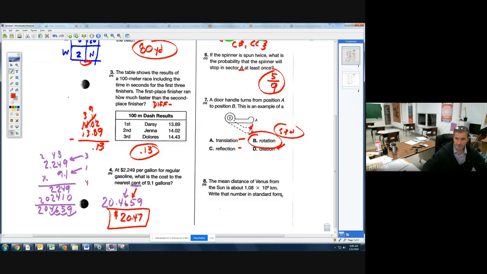Problem number 8. The mean distance of Venus from the sun is about 1.08 times 10 to the 8th kilometers. What is that number in standard form? All right, let's go back and talk about scientific notation, children. What you have is this, 1.08 times 10 to the 8th.